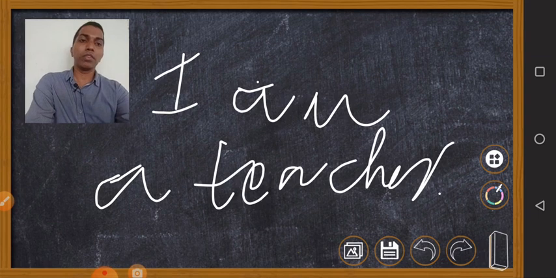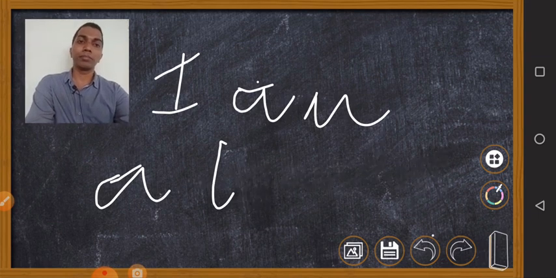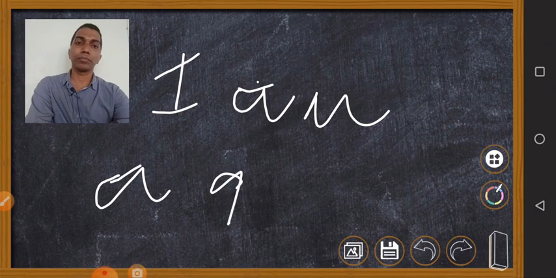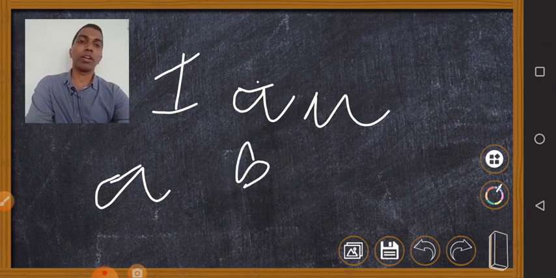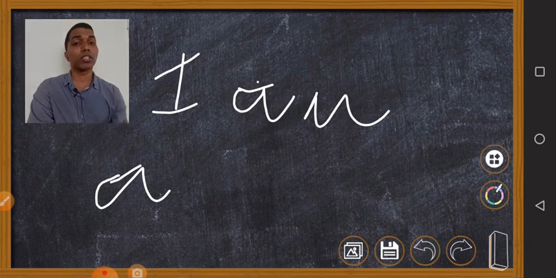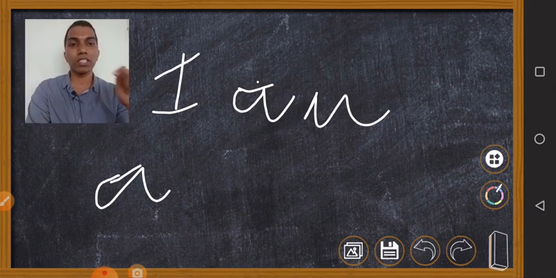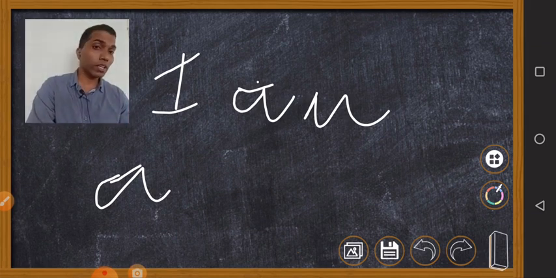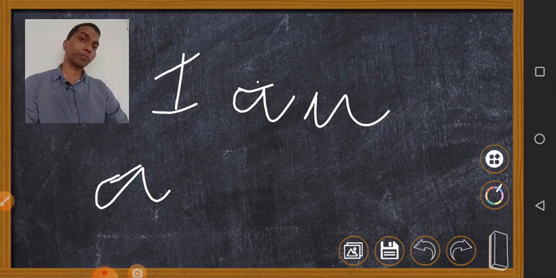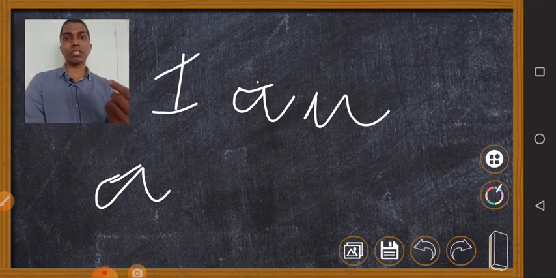I am a girl. I am a boy. Okay, look at these examples: I am a boy, I am a girl, I am a detective. Look at the structure. It is A plus N. Moreover, A tells you that you should use a noun after it.